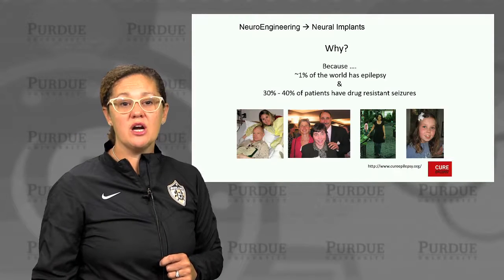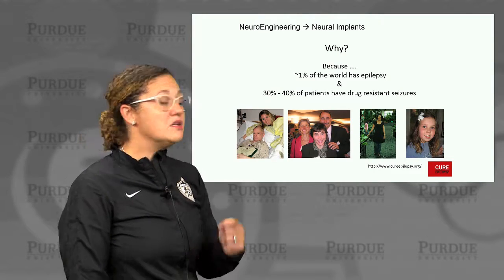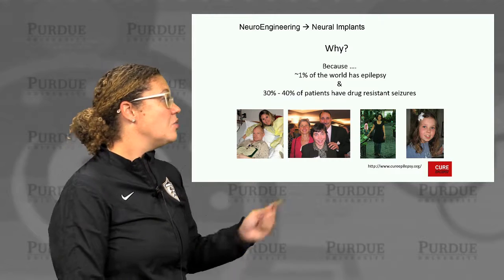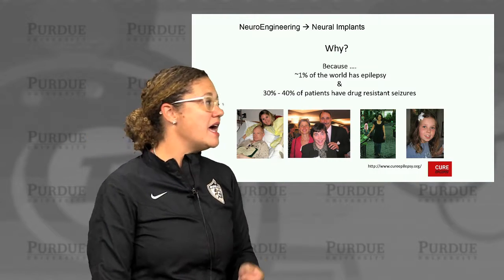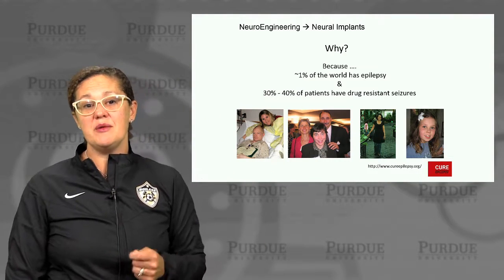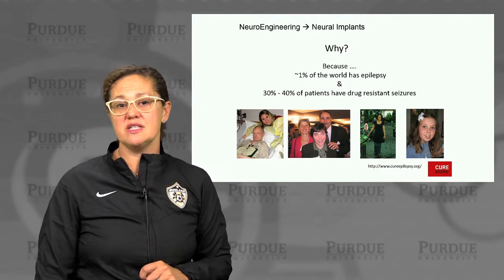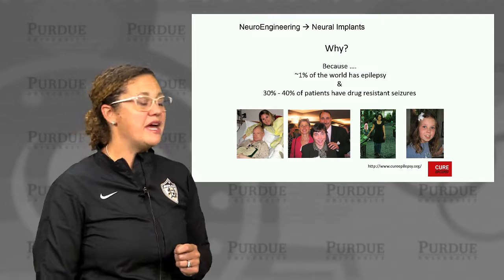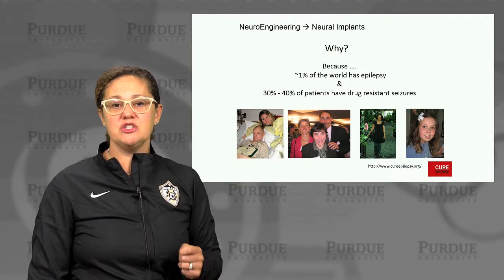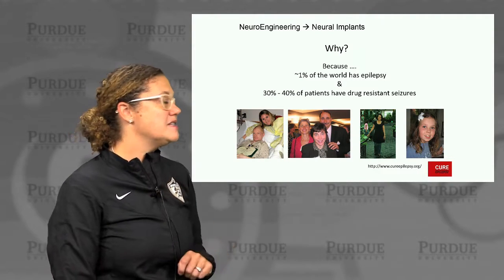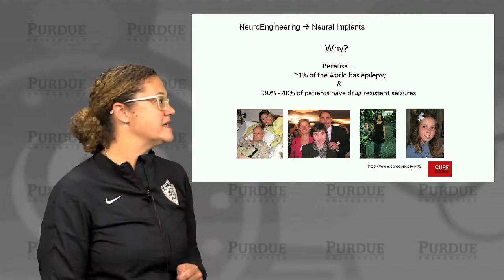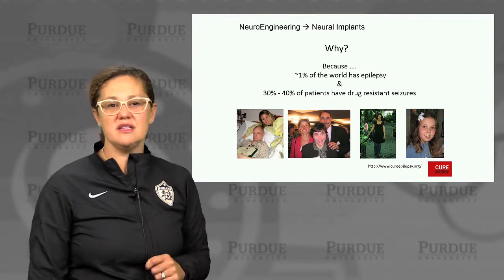for the why. Why are we doing these sorts of things? Well, today, why we're doing it, one of the reasons, for example, is that 1% of the world has epilepsy, and about 30 to 40% of epilepsy patients have drug-resistant seizures. And neural implants are providing a lot of potential hope for patients to possibly control and correct these seizures for these individuals.